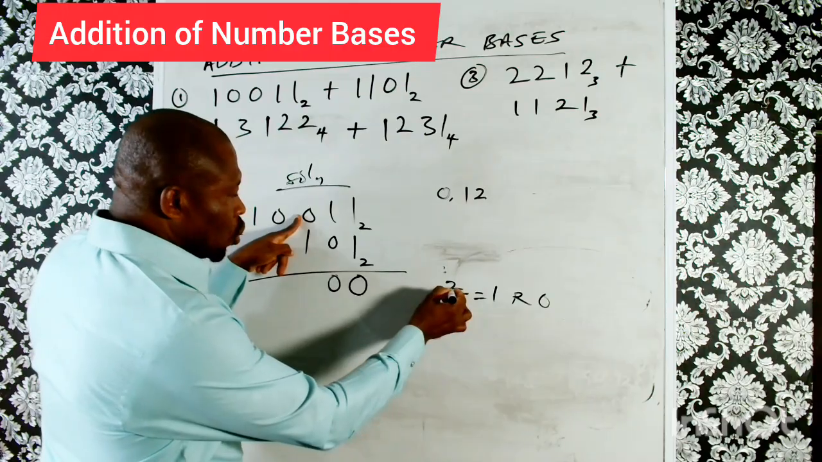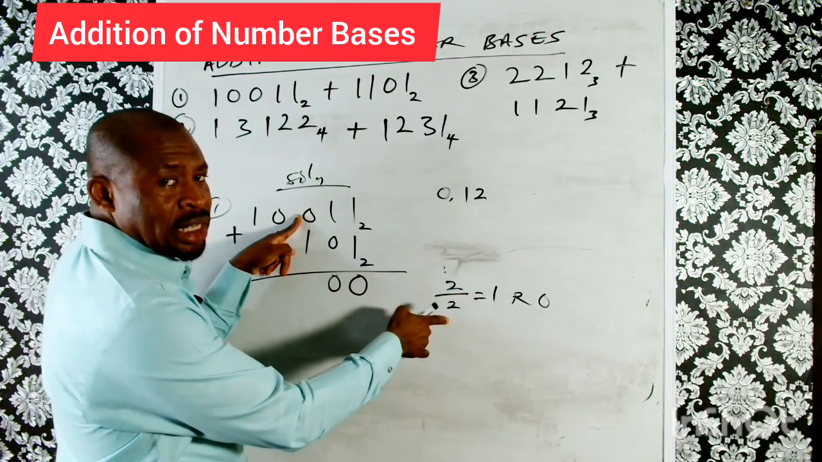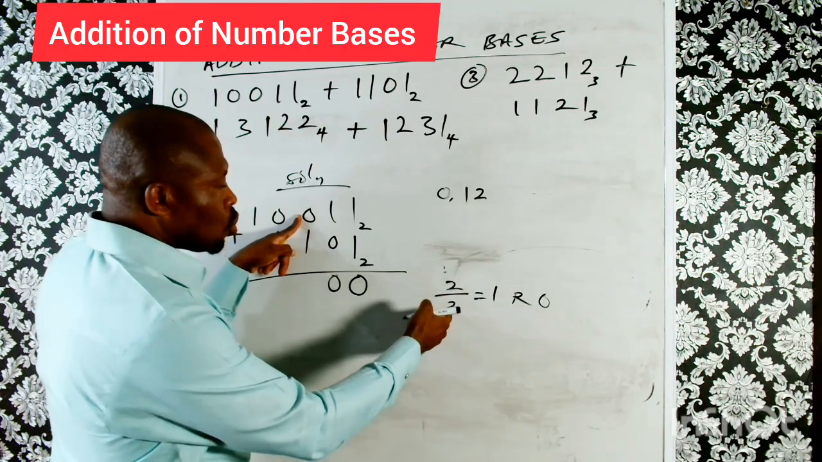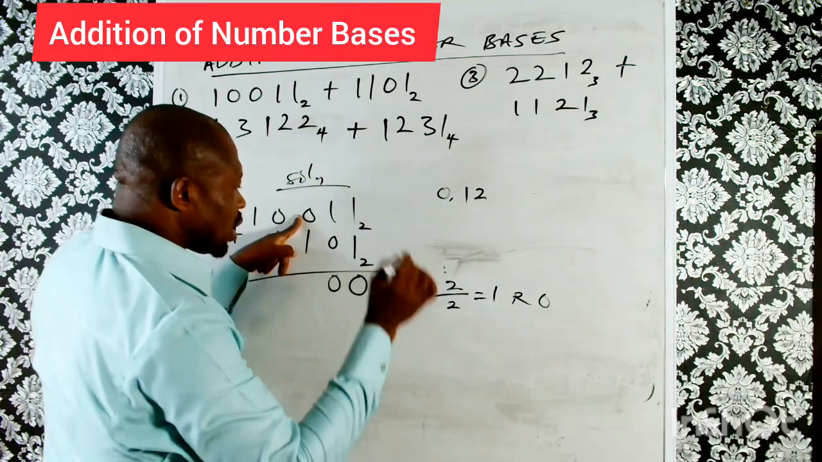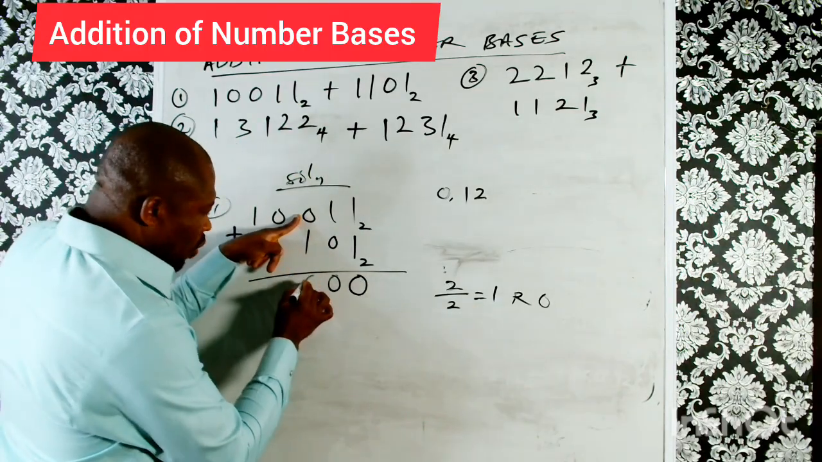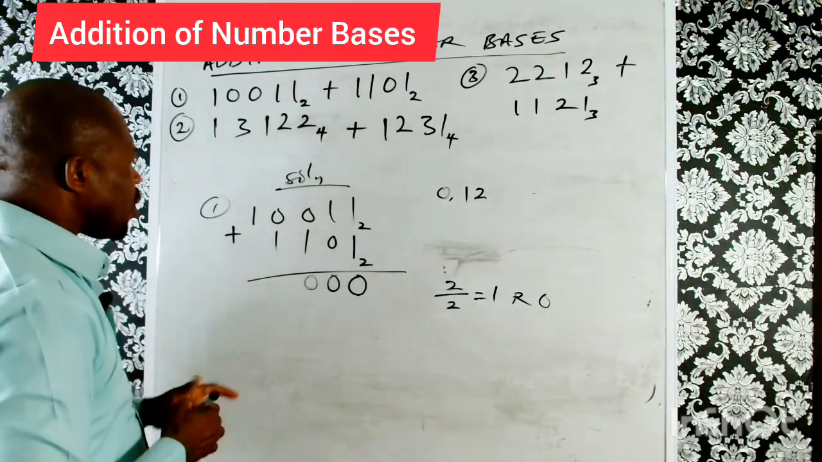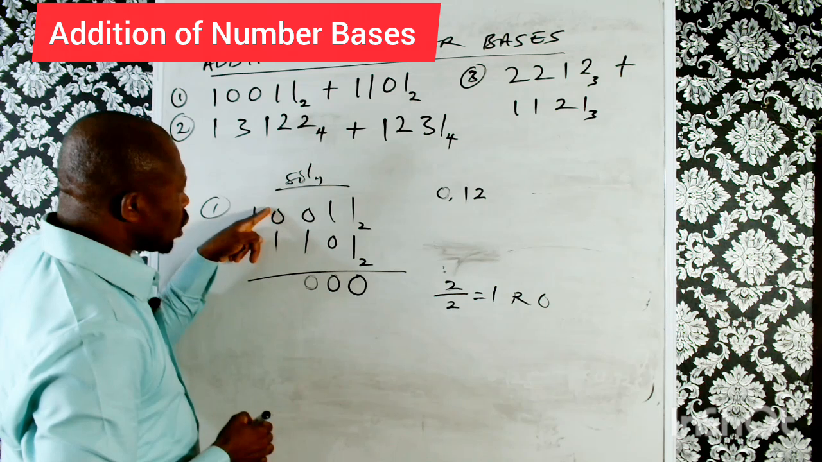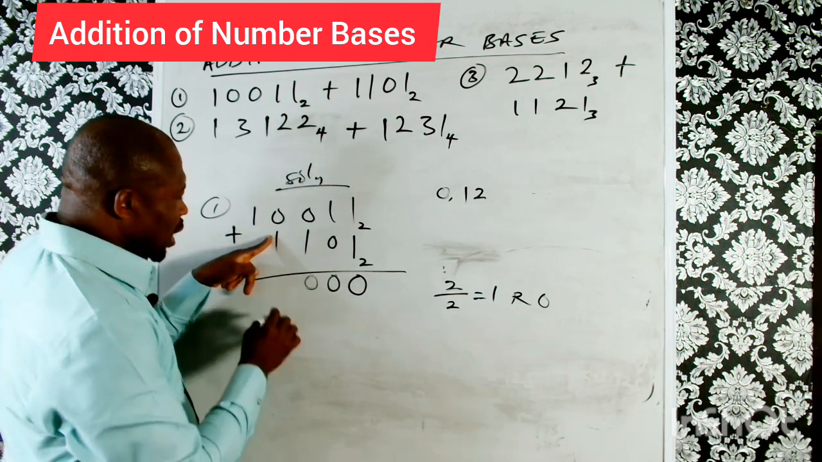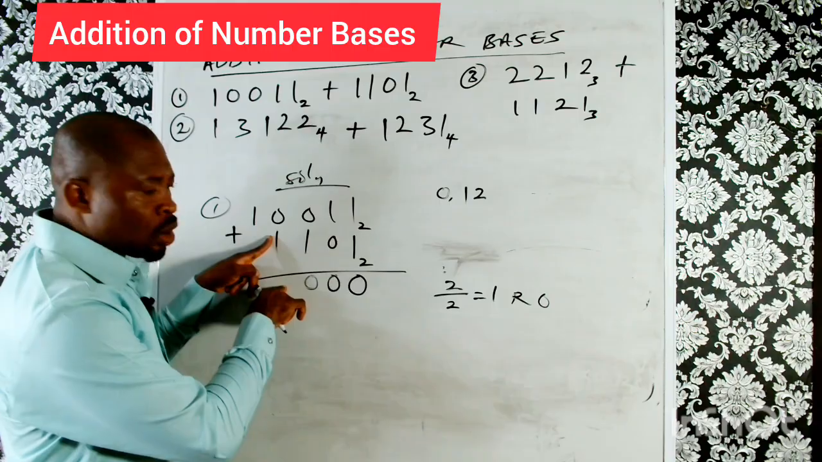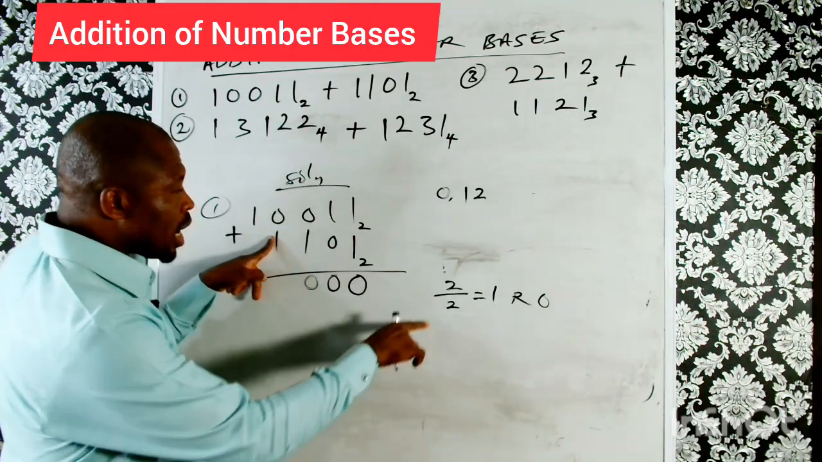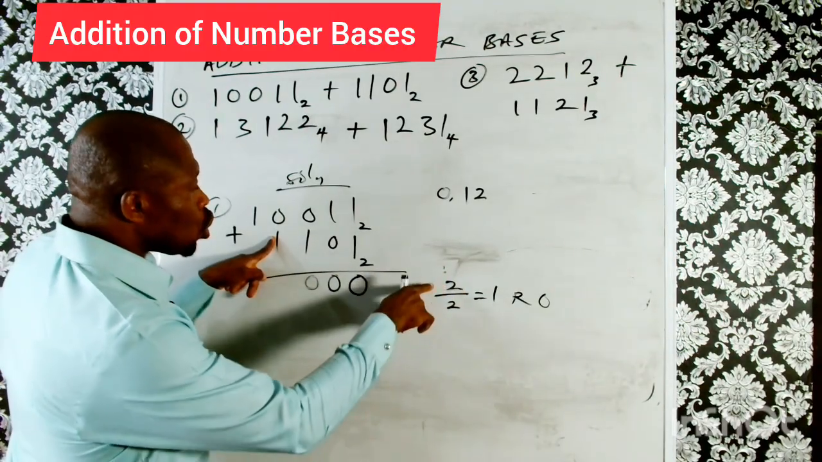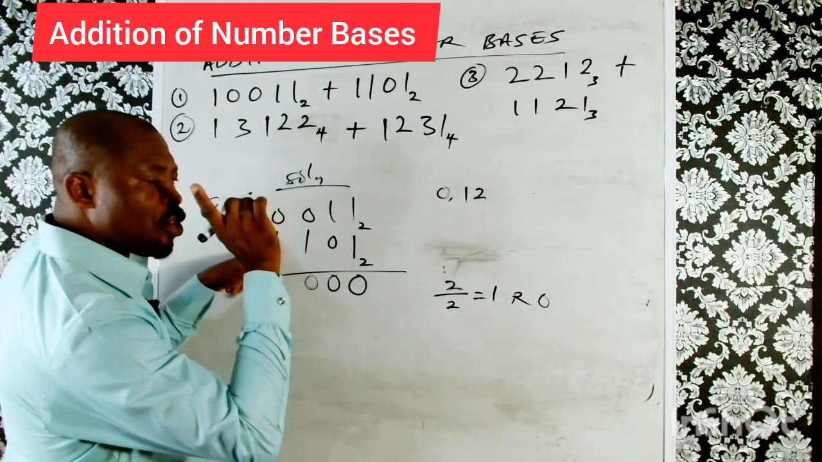Now, the same 2 we divide by the base we are operating with. So we are operating with base 2. 2 divided by 2 is 1, remainder 0. So that one will have a remainder 0 here. That one we push to this one, which will now give us 1 plus 1, 2. We cannot write 2. The same thing, we divide it by the base, which is 2. 2 divided by 2 will give us 1, remainder 0.